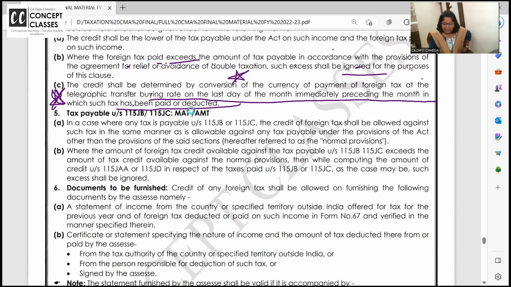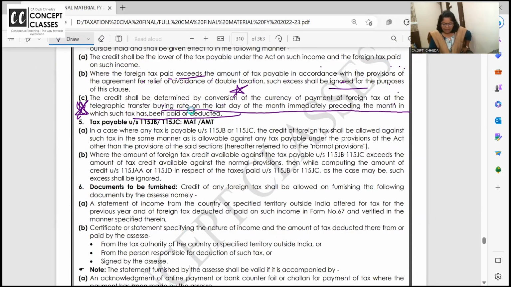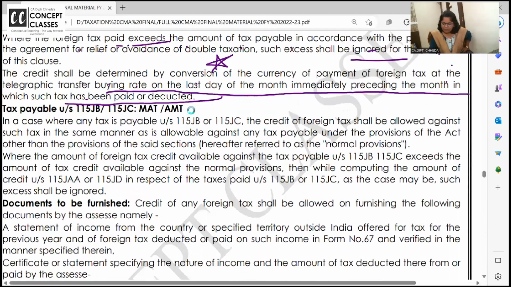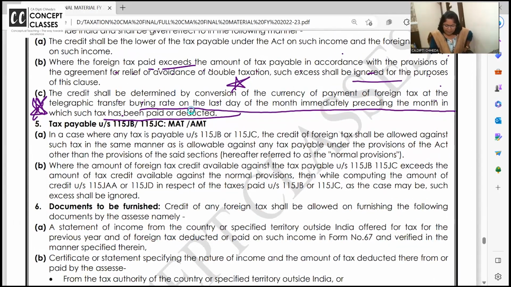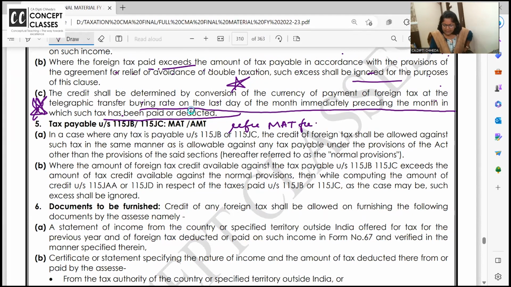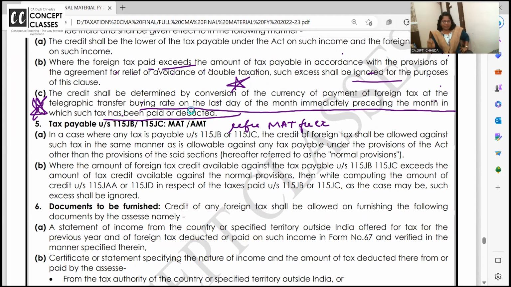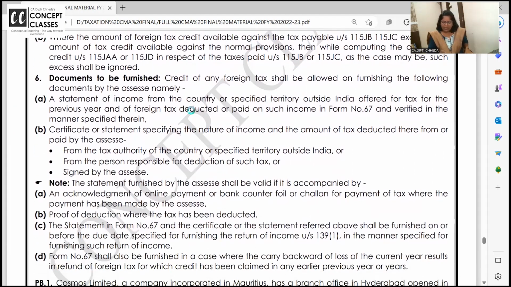Yeah, MAT and AMT, this I want. In fact, I will make sure that next batch, so I'm printing this here only. यहाँ पे भी मैं वो एग्जाम्पल कॉपी कर दूंगी, बट रेफर MAT for example. You can please refer the page number. In case where tax is payable under MAT and AMT, foreign tax shall be allowed against such tax in the same manner as is allowable under normal. वो ये आप एग्जाम्पल देख लो, आपको क्लियर हो जाएंगे.